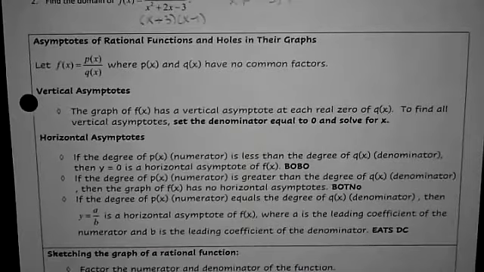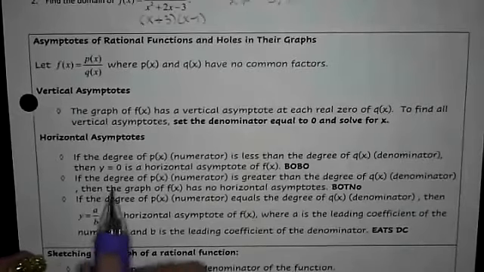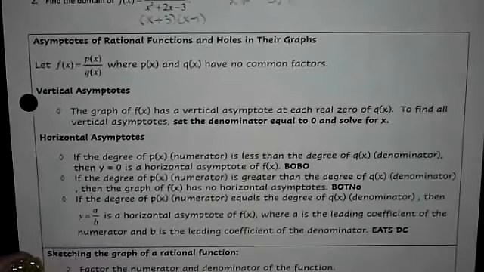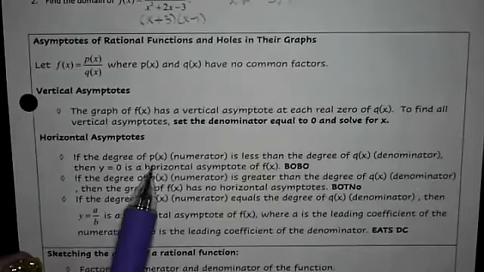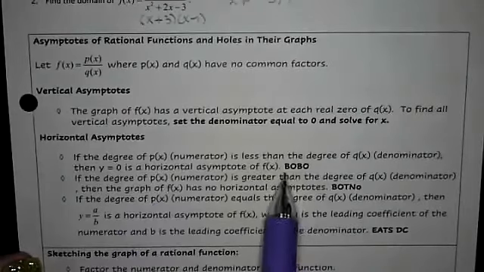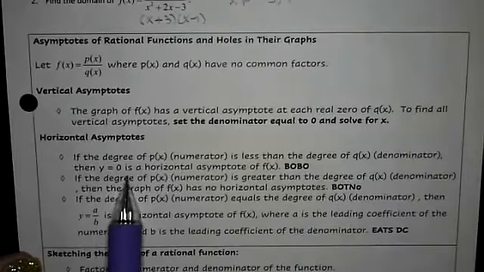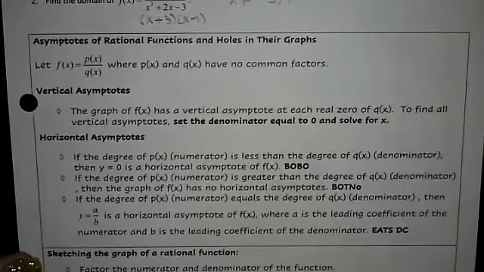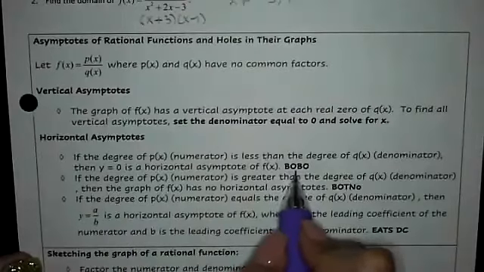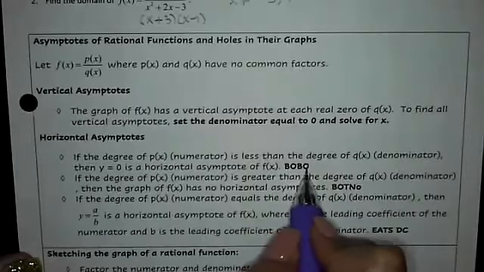So the vertical is a little bit easier. You take that denominator, set it equal to 0, whatever makes it 0 is your vertical asymptote. For the horizontal, there are 3 rules listed here. If the degree of p of x, which is the numerator, is less than the degree of q of x, which is the denominator, then y is equal to 0. That's the horizontal asymptote. Last year we called that BOBO, bigger on bottom, 0.